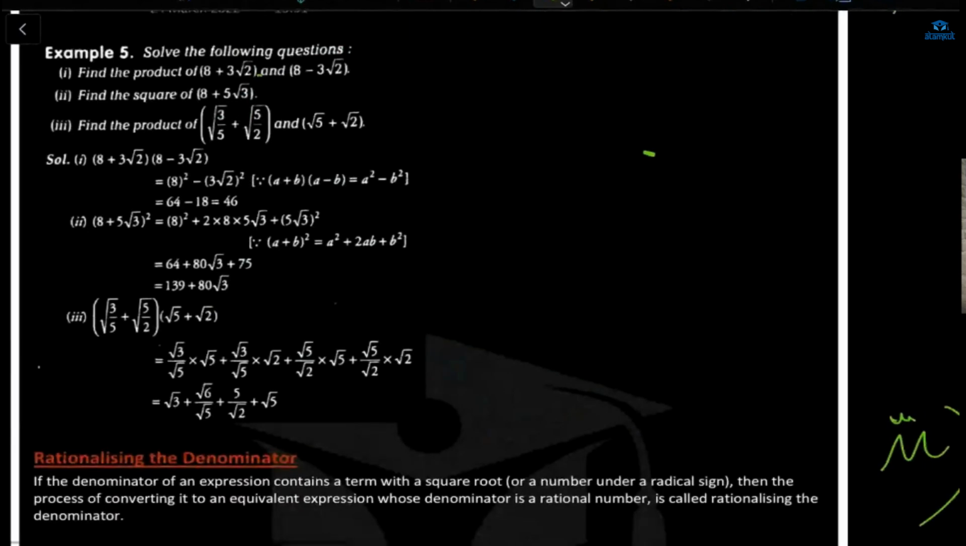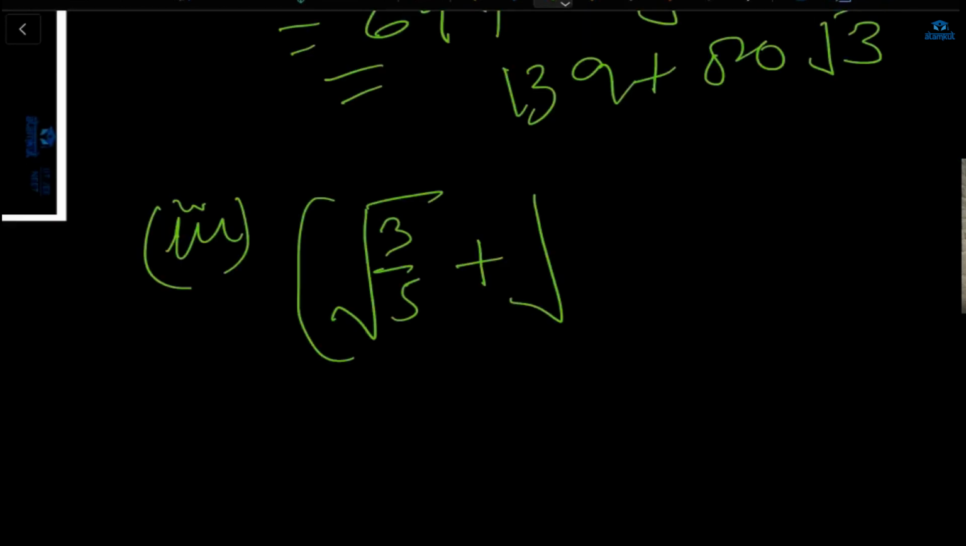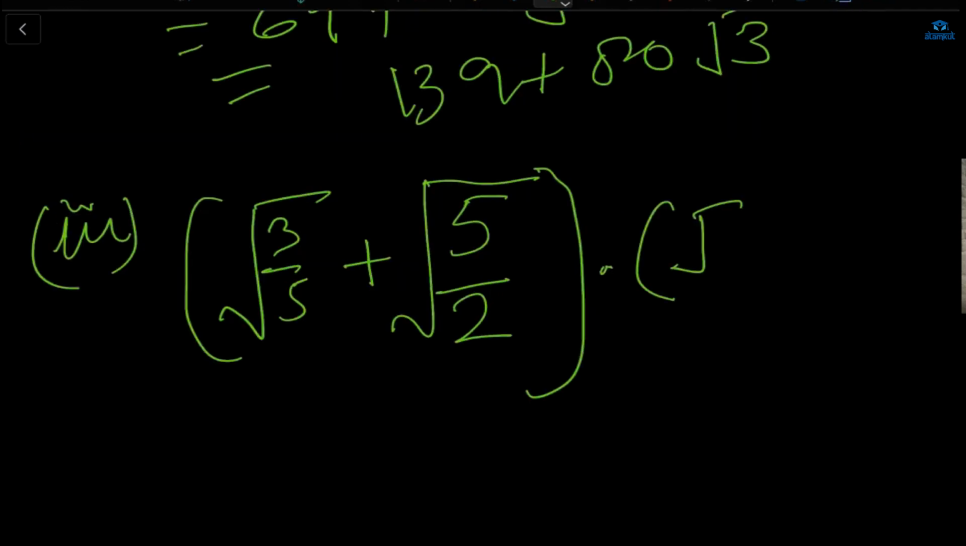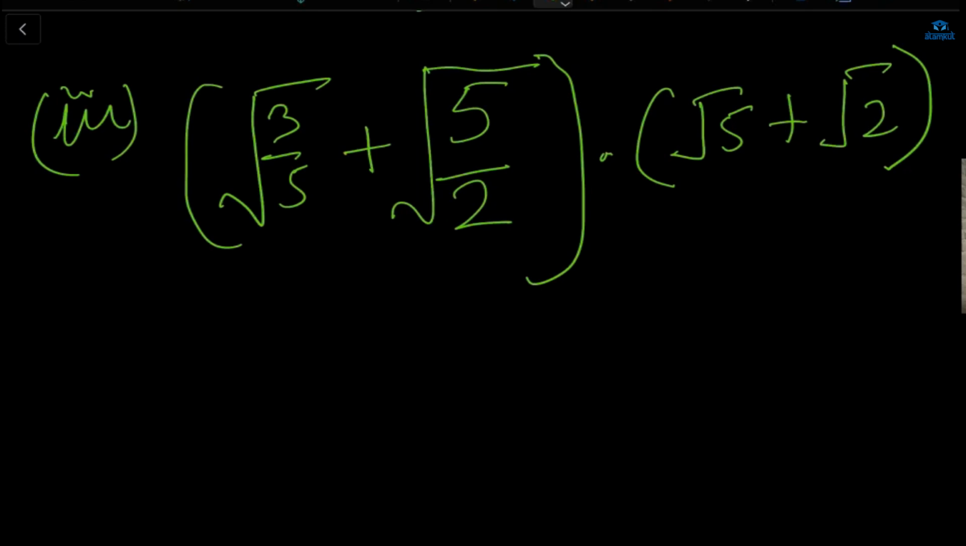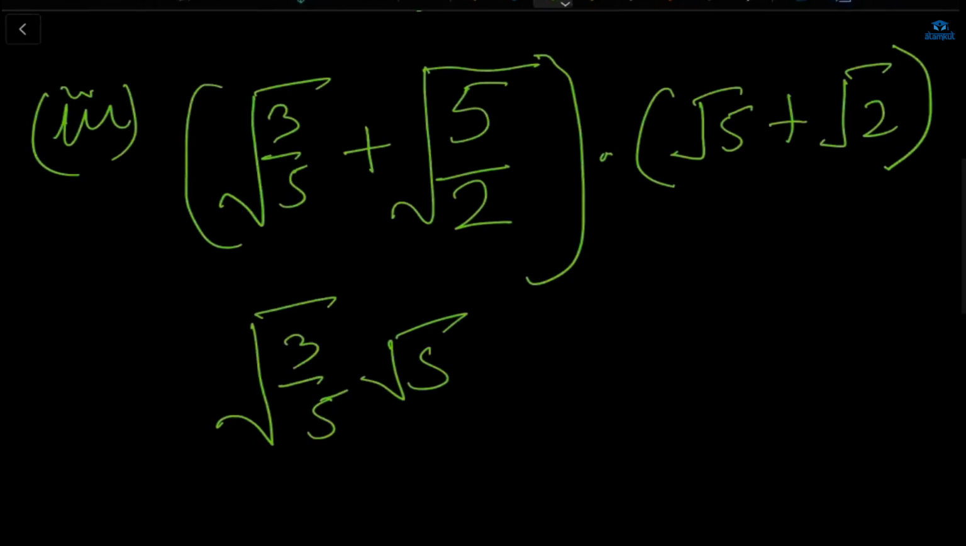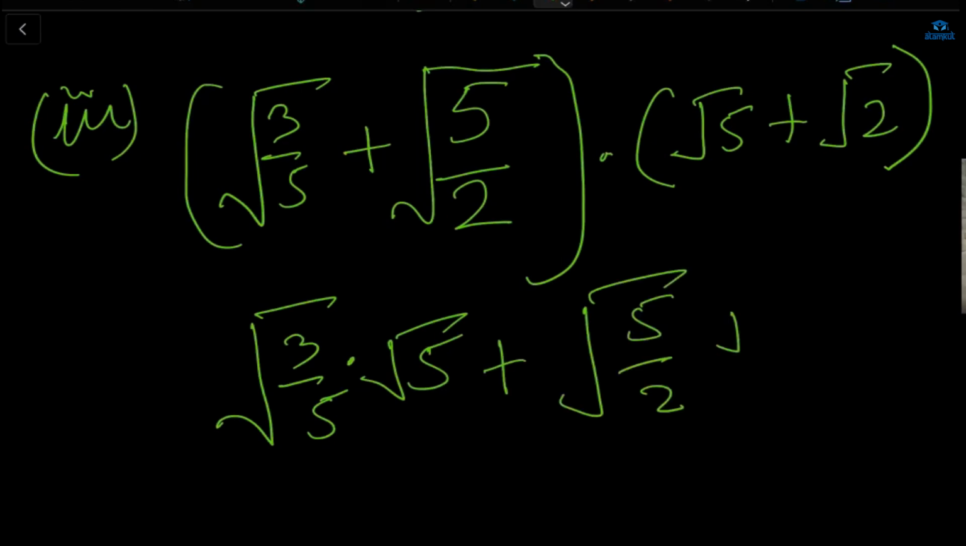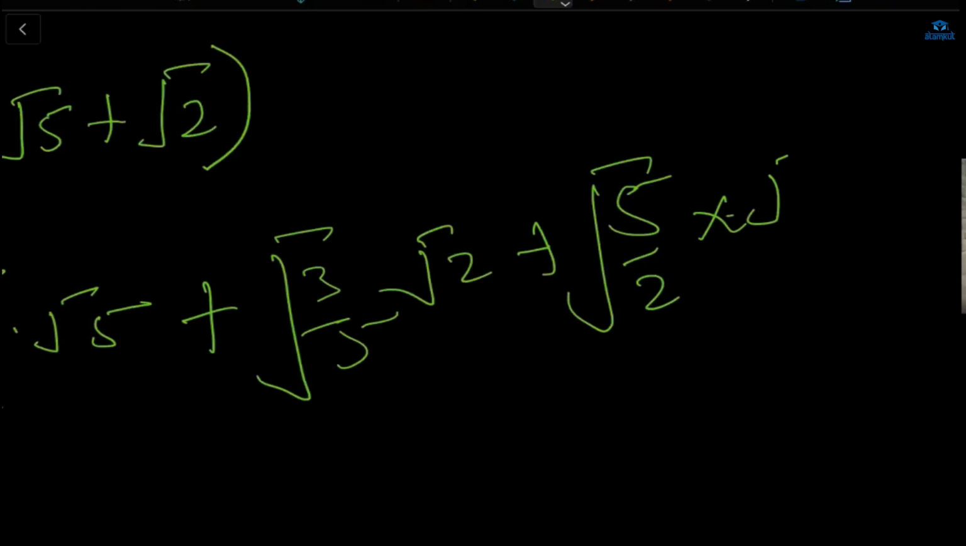Find the product of root 3 by root 5 plus 5 root 2 and root 5 plus root 2. Here we have all different numbers. Now how are you going to solve this? Here we are not using a formula, we are just going to multiply. First, we will multiply root 5 with both the numbers, and then root 2 with both.